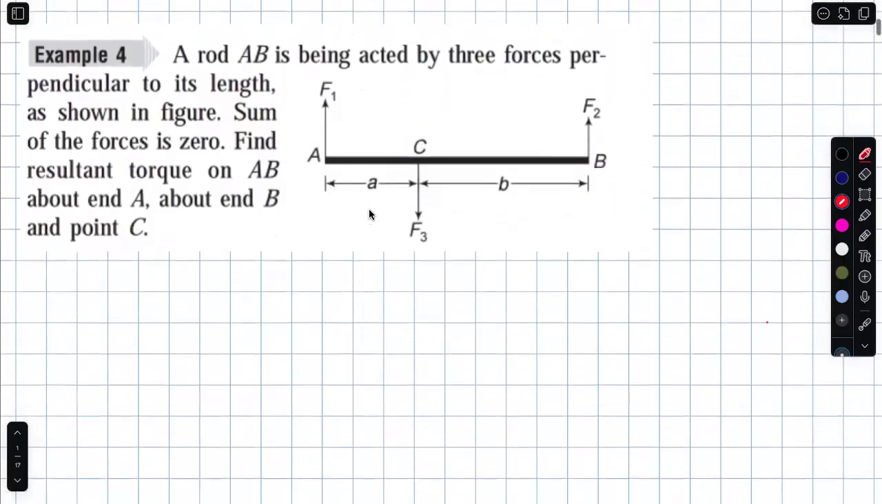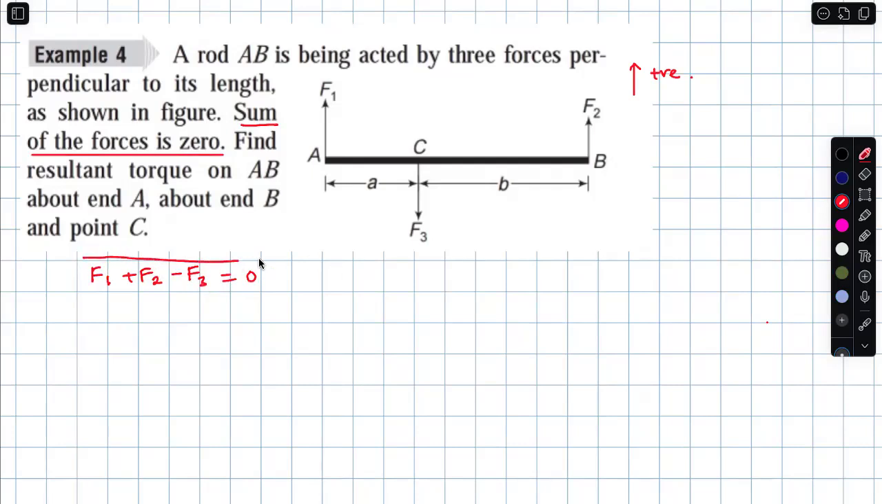We will take a simple case now. A rod AB is acted upon by three forces perpendicular to its length, as shown in the figure. In the question, it was given that the sum of forces is 0, which means, taking the upward direction as positive, F1 plus F2 minus F3 is equal to 0. That's given already. So it is already in translational equilibrium.